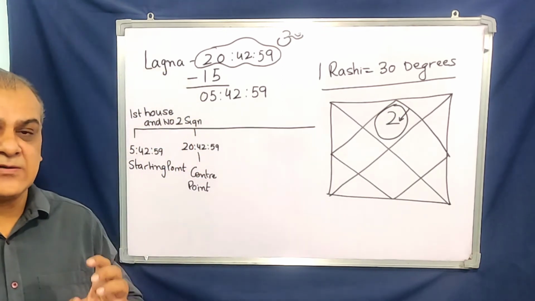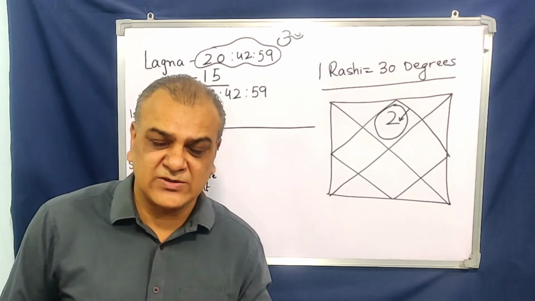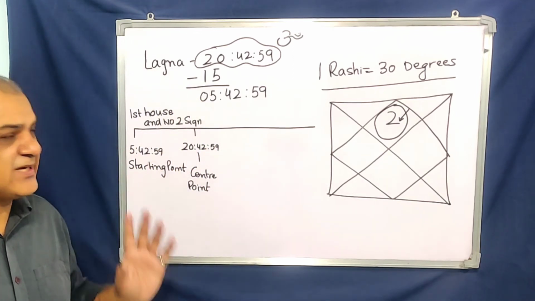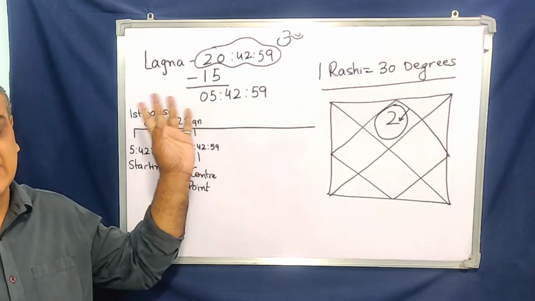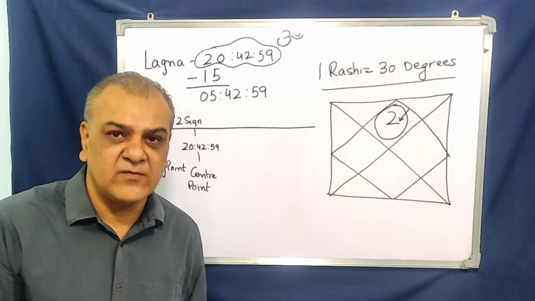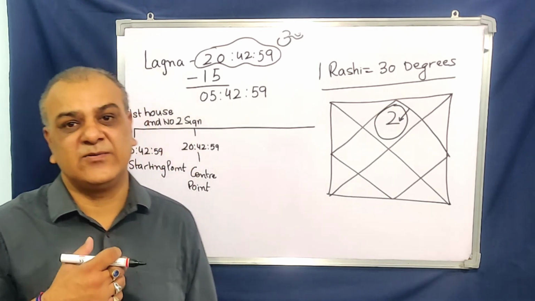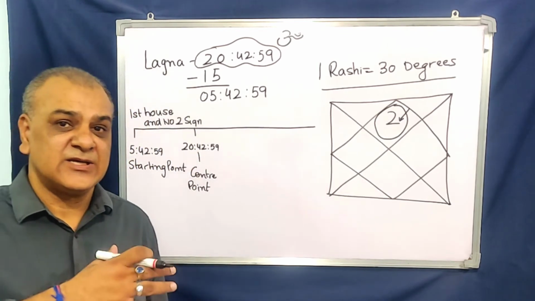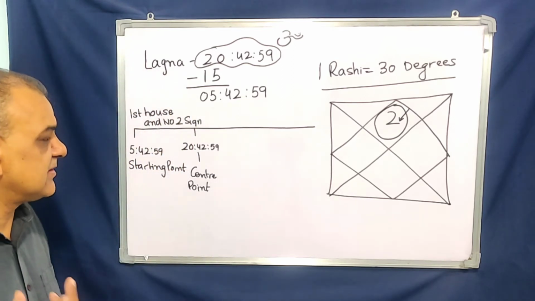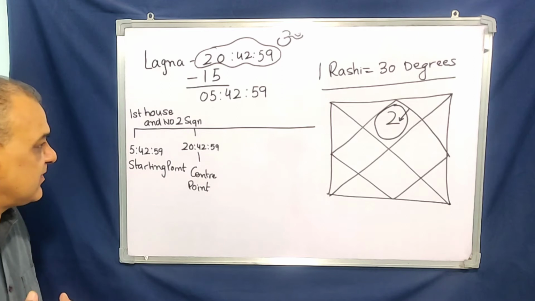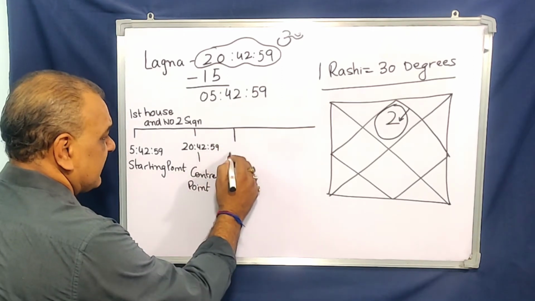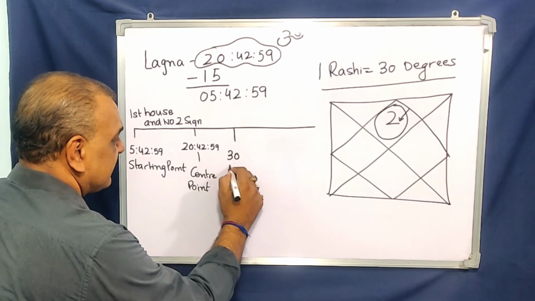So this is called the equal house distribution system, where each house has the same center point as the degrees of your lagna. From this center point a lot of predictions are done, and you can even calculate the nakshatras in each house. I'll make some videos on that as well in my coming videos. And then here you can write 30 degrees.